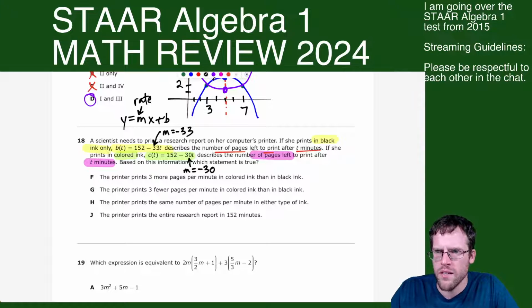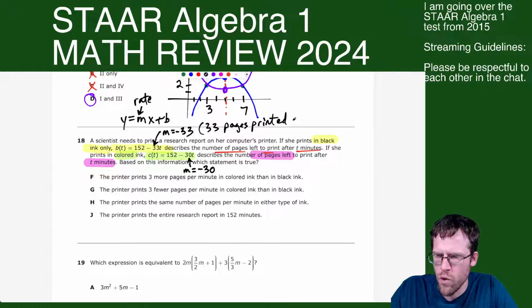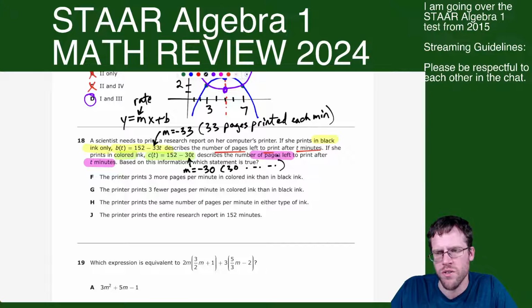So b of t is basically saying 33 pages are printed for each minute. And for the color printer, it's going to be 30 pages. So I'll just say the same thing, pages printed each minute. So now we're ready to answer the question.